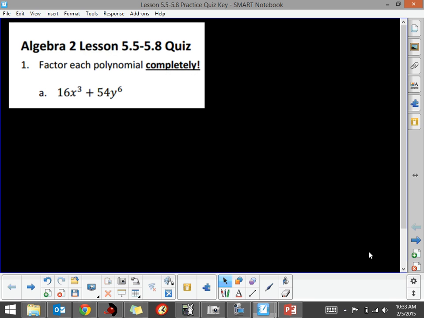Question one, I wanted to review the different factorization patterns that you encountered. There's several new ones that we had. We have the sum of two cubes, difference of two cubes, and factoring by grouping. So in 1A, it is a combination of taking out your greatest common factor and the sum of two cubes.